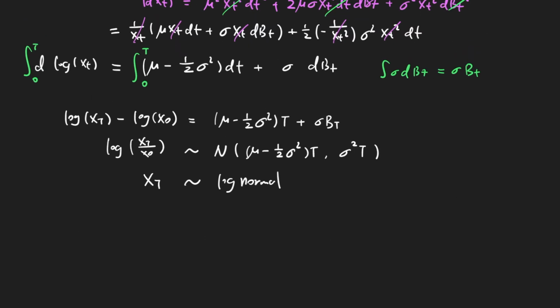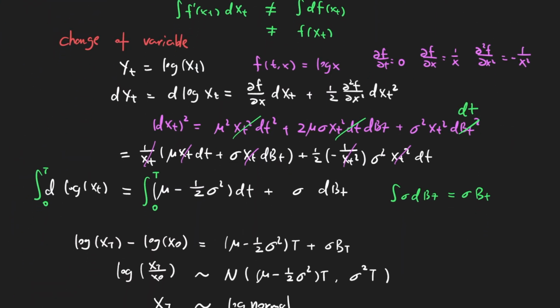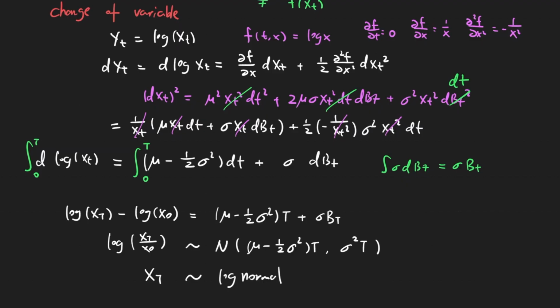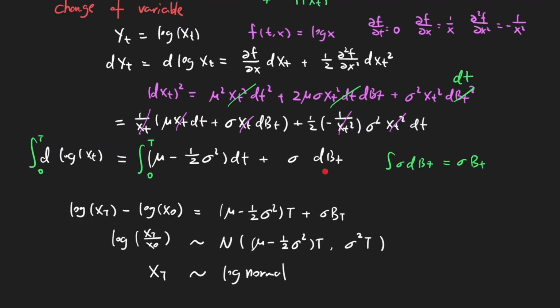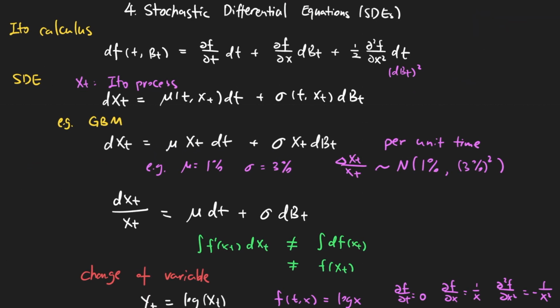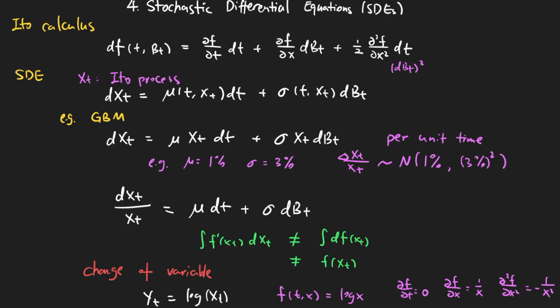So if we go back to this entire derivation here, the special thing is that after the change of variable, the dBt term is only scaled by a constant sigma. That is exactly why this change of variable works. So if you have a general stochastic differential equation where sigma depends on the stochastic process, that is not good.